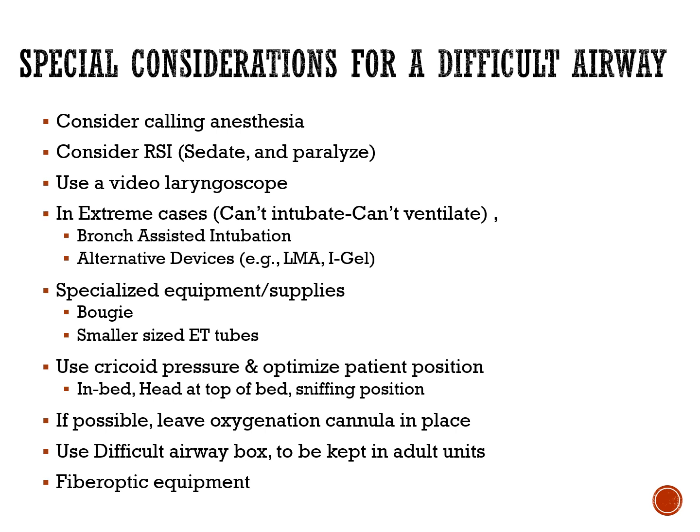Alternative devices such as an LMA, laryngeal mask airway, or an iGel. I'll talk more about iGels in a few slides. Specialized equipment such as bougies. I mentioned earlier smaller sized ET tubes, so you're initially attempting with an 8.0, and then the second or third attempt would be with a size smaller, 7.5. Use cricoid pressure to optimize patient position.